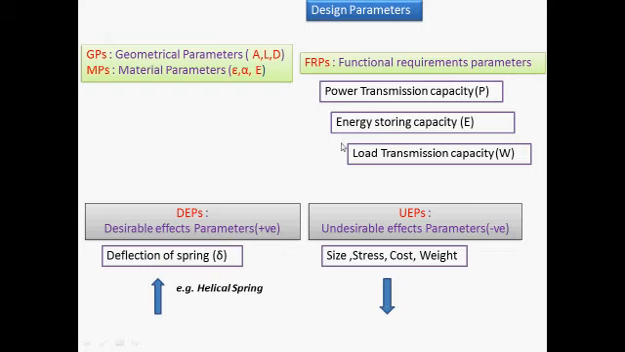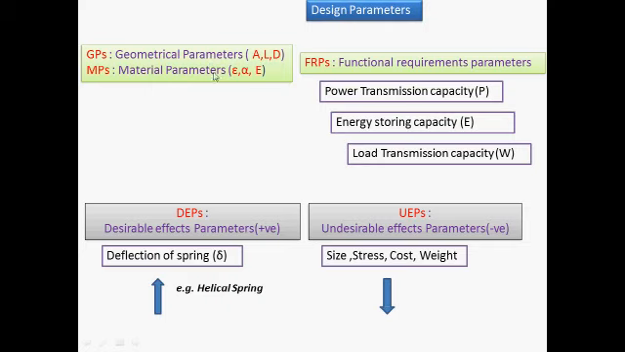Sometimes it may also involve load transmission capacity and energy storing capacity. Suppose I want to design pressure vessels, some cylinders, in that case storage capacity will be an important criterion, that is the functional requirement. Okay, so the next parameter is material parameters. Material parameters means these are the properties of the material.